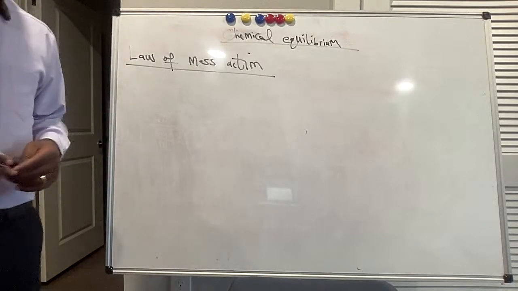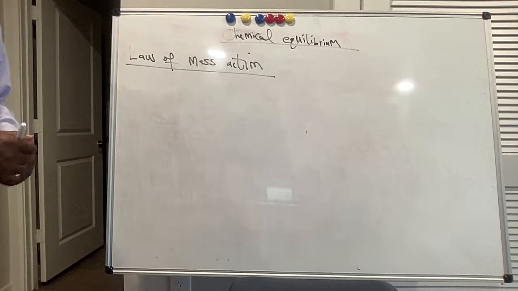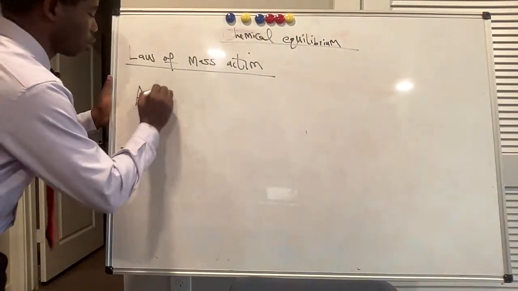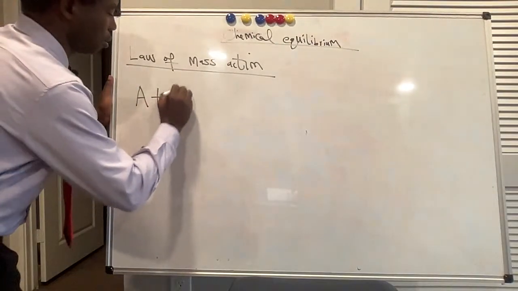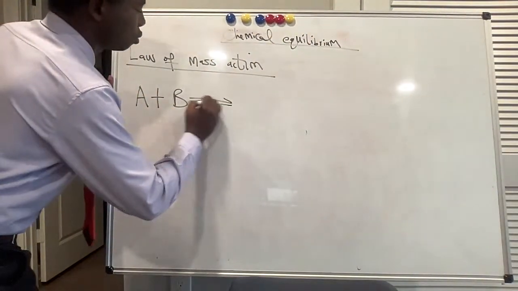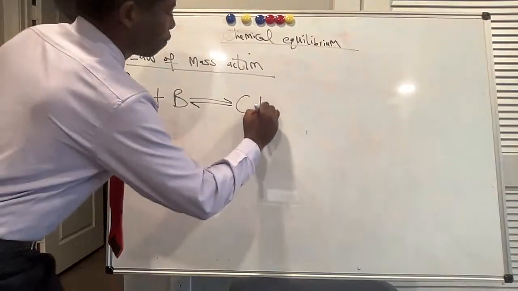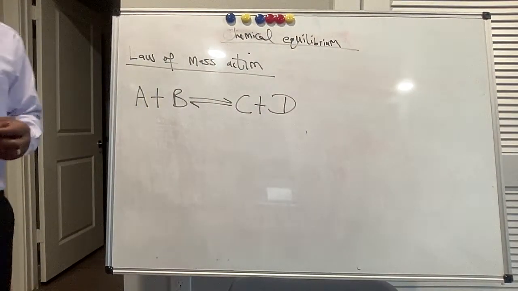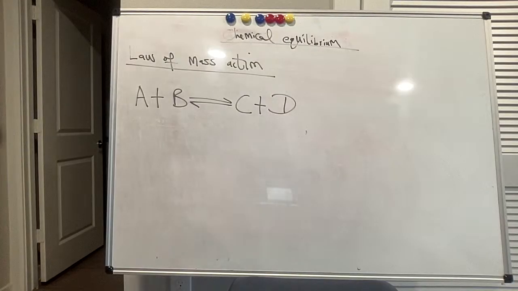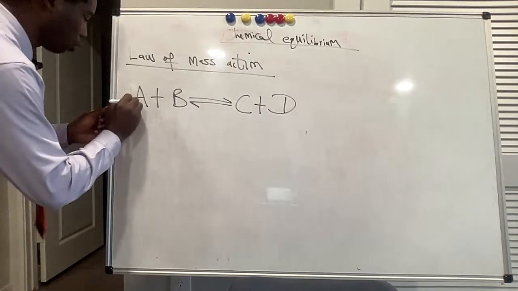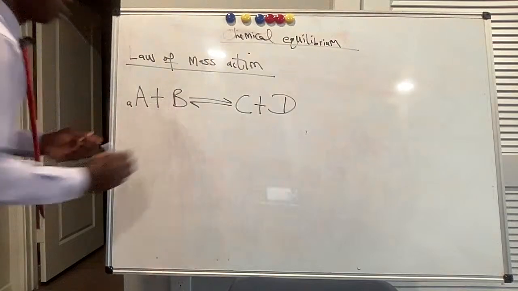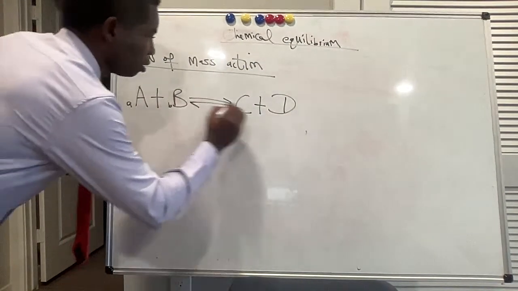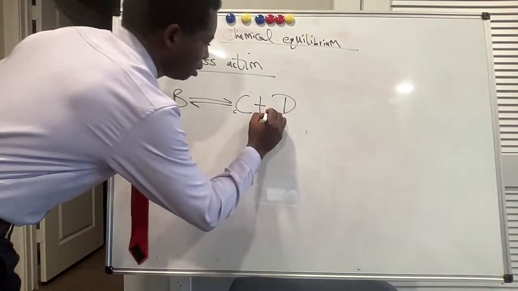Now let's look at it. For example, when A combines with B to produce C plus D, in this reaction, let's put the subscripts on A, B, C, D.